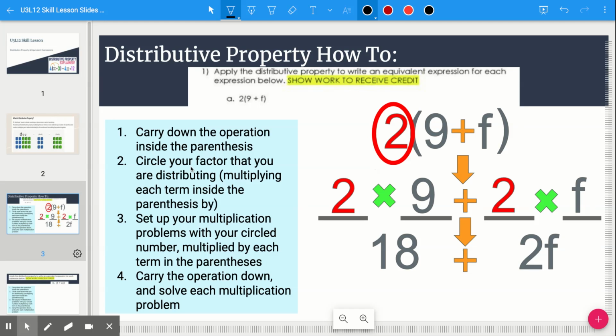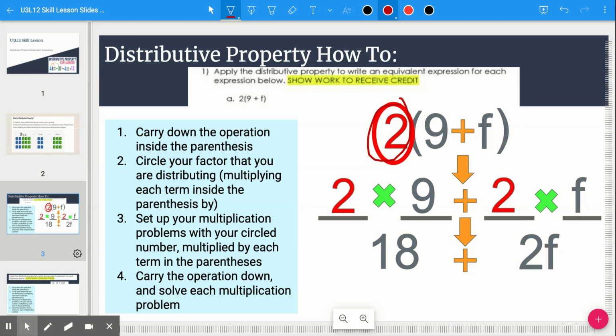Step 2, circle your factor that you are distributing, multiplying each term inside the parentheses by. So what factor is going to be multiplying? I'm going to circle it for you here again for double emphasis. The 2 is outside the parentheses, so I'm going to be multiplying the 2 by each term inside the parentheses. So then I'm going to fill in my 2 and fill in my 2.